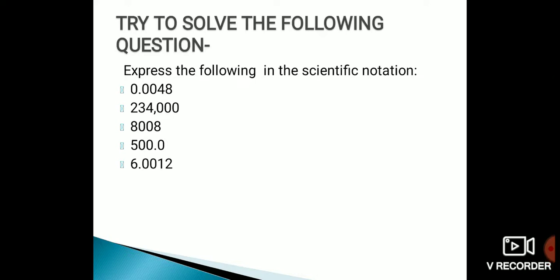Try to solve this question, and in these 5 questions, try to express the numbers in scientific notation.